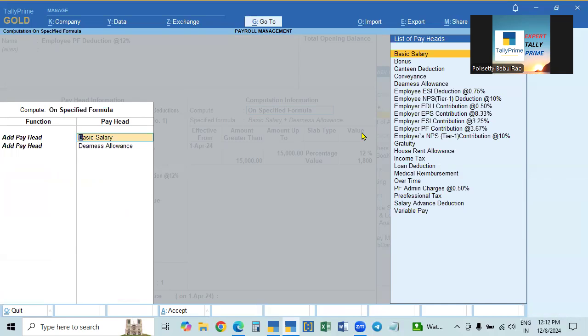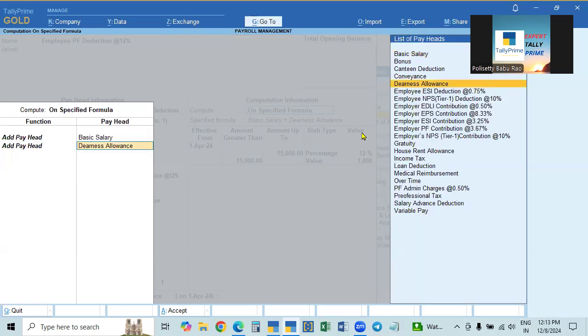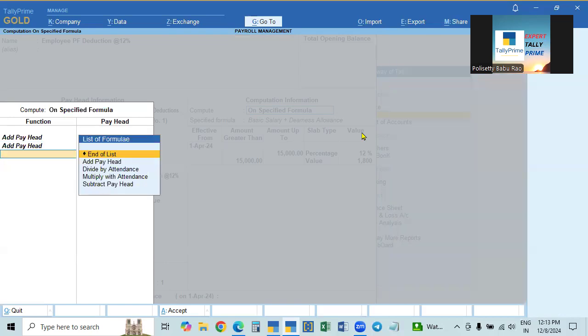Nowadays the private sector has removed the dearness allowance, but the state or central government will pay DA also. Here, if there is DA, take basic and DA. If there is no DA, only basic. So here we add the basic salary. We have to add another pay head, so the second one is dearness allowance. That's all, end of list.